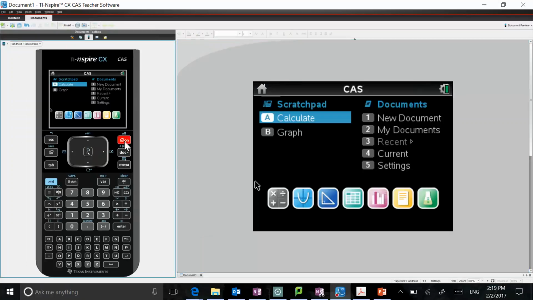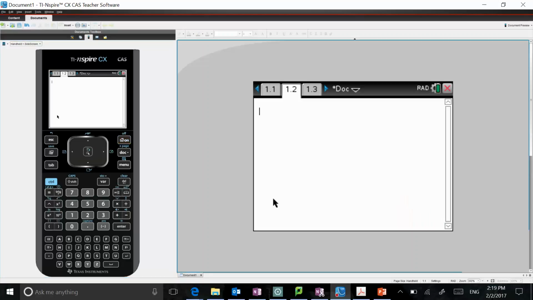You're going to be on your menu screen. Make sure to click the one on the bottom here. Don't go to A, don't do the calculate. Click down here, add a calculator. So now I've got a calculator.